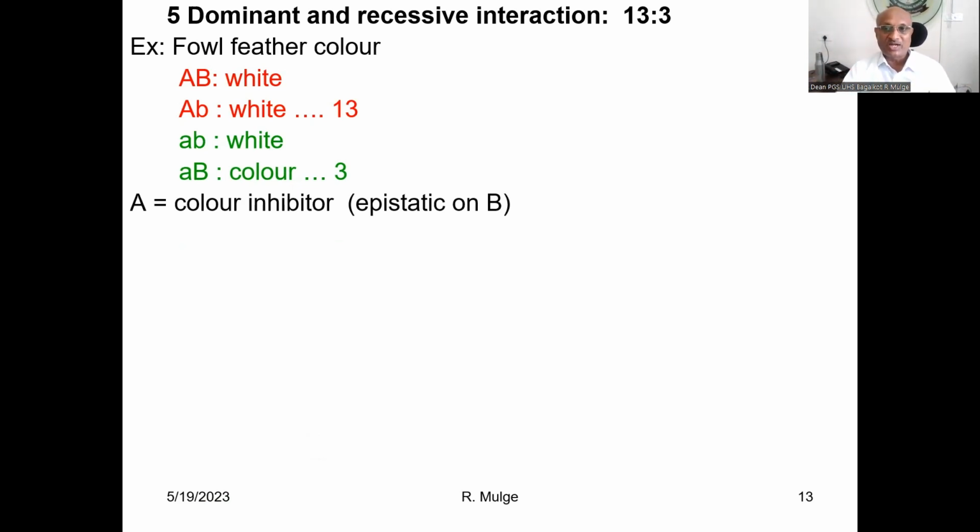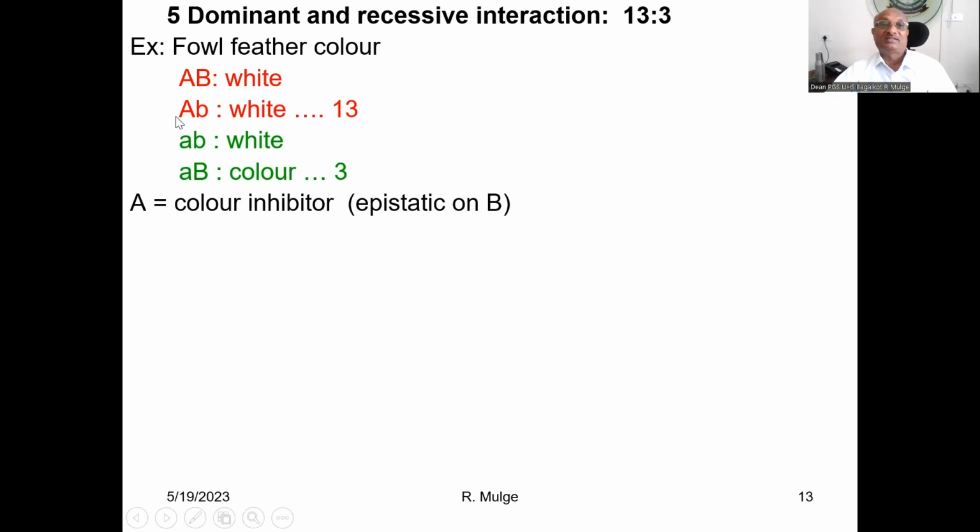Remember, always if you look at the F2 segregation, you can start looking at what kind of genetics is involved here. So A, it is a dominant and recessive interaction. It is recessive when A and B both are there. You will get the white, or because of the dominance of this A gene also you will get the white color. So both dominant and recessive interaction is there. If B is dominant and A is recessive, then only you will get the color. So A is the color inhibitor.